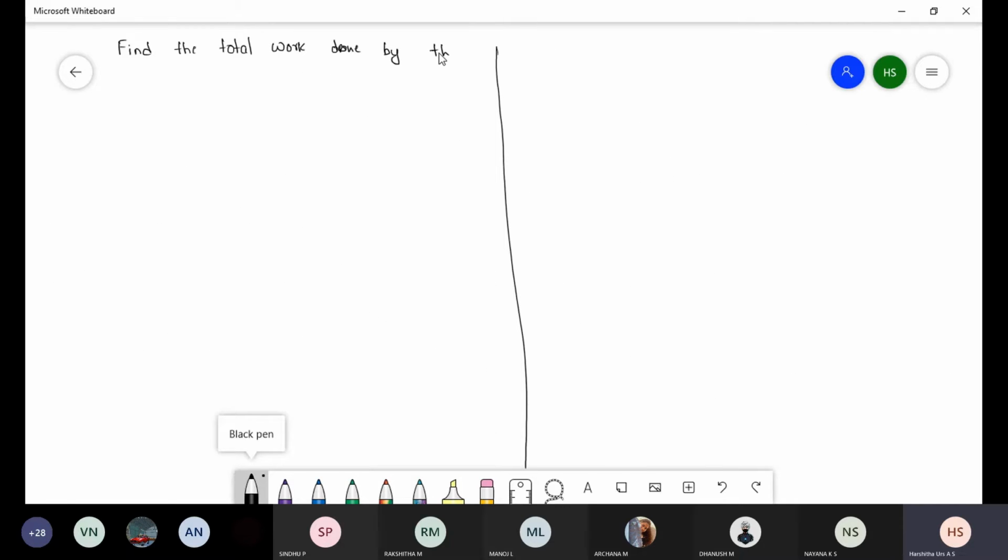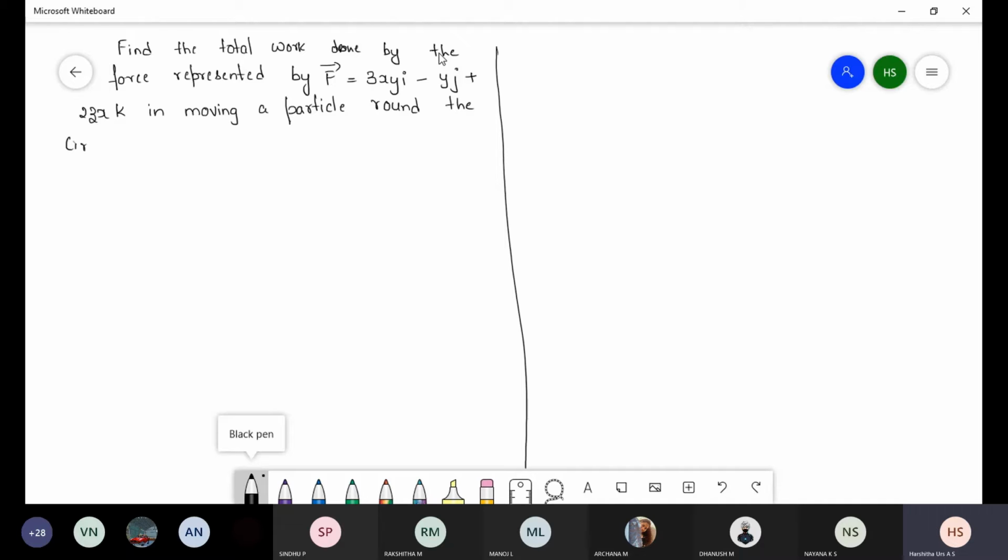By the force represented by vector f is equal to 3xy i minus y j plus 2zx into k, moving a particle around the circle x square plus y square is equal to 4.